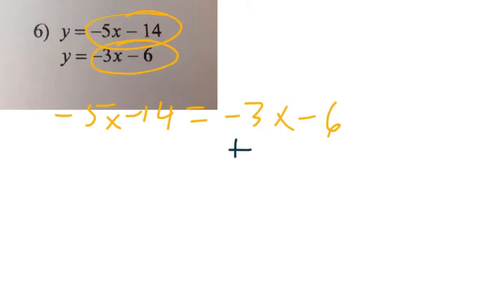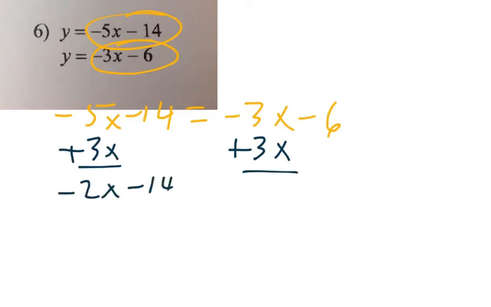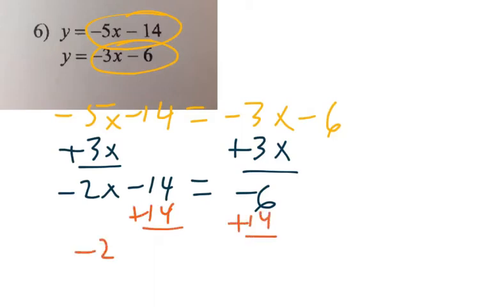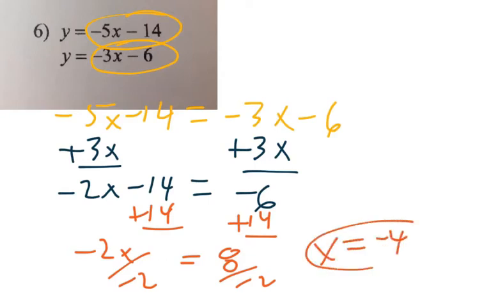So I'm just going to go ahead and add 3x to both sides. So as you can see, I'll have negative 2x minus 14 equals negative 6. And now all I have to do is add 14 to both sides. So negative 2x will equal 8. And once I divide by negative 2, I know x is negative 4.